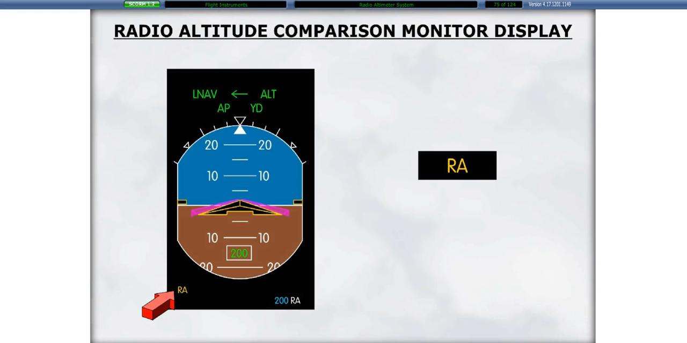An amber RA label is displayed in the lower left-hand side of the PFD when there is a difference between the on-side and cross-side radio altitudes. This difference varies with the radio altitude.